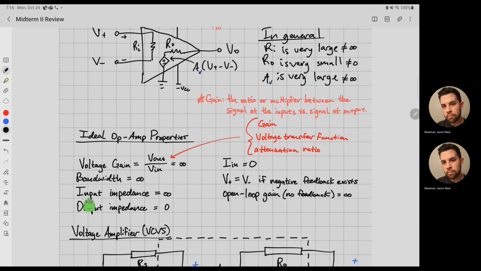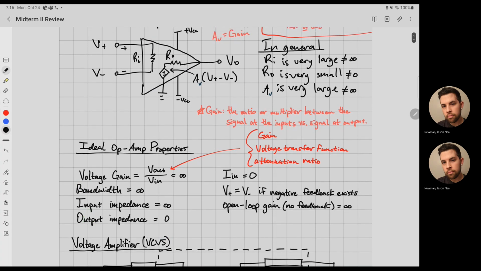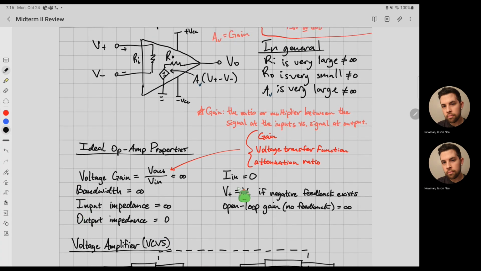And I'm gonna cover these a little bit more in a little bit, but I'm just gonna brush through these real quick. One of the most important rules for ideal op amps, and it's good to know that we're talking about ideal op amps here, is that the input coming into these terminals is going to be zero. So basically the current coming in this terminal and the current coming in this terminal is going to be equal to zero. And then if negative feedback exists, then the voltage here will equal the voltage here.